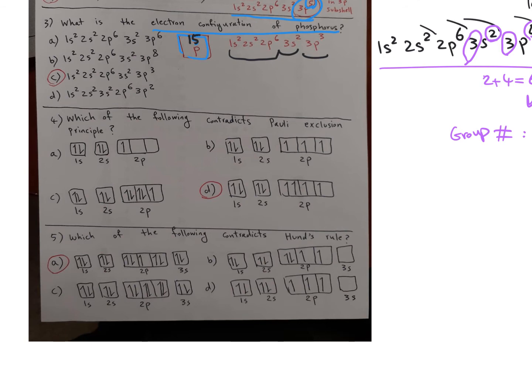Which of the following contradicts Pauli exclusion principle? So Pauli exclusion principle tells me that I cannot have 2 electrons with the same spin. In other words, I cannot have 2 arrows that both are up or both are down. Or I cannot have 3 electrons or more in one orbital. So that's why this is wrong, but the rest are correct. Any questions?